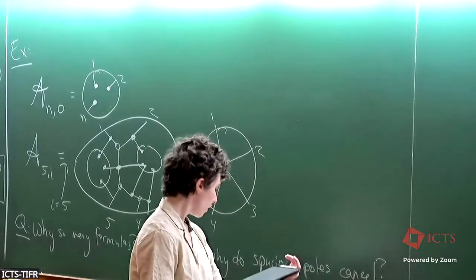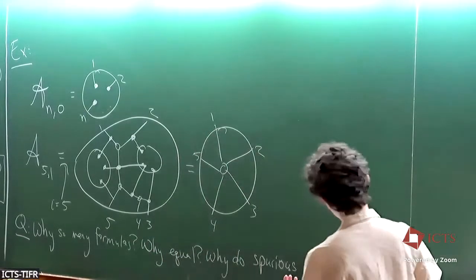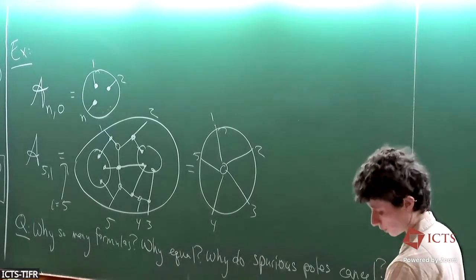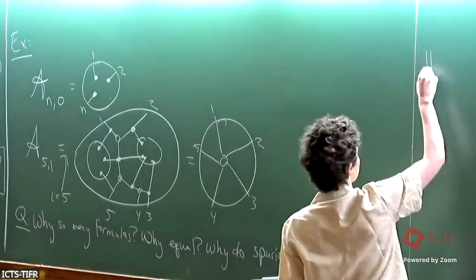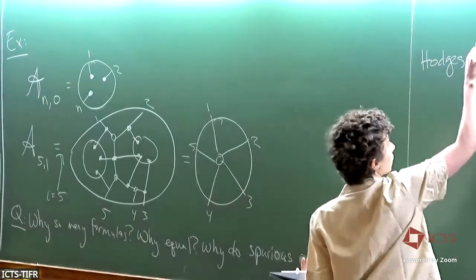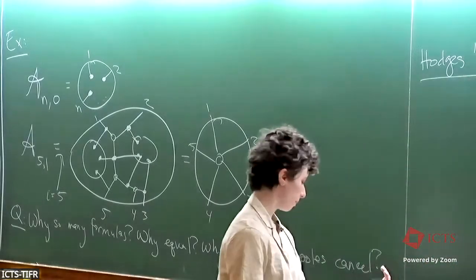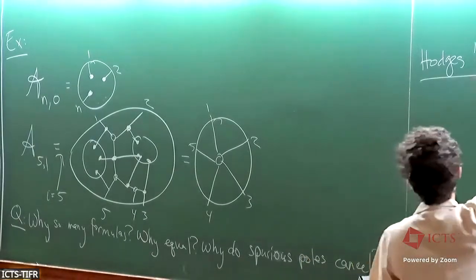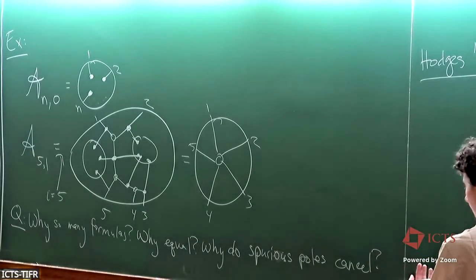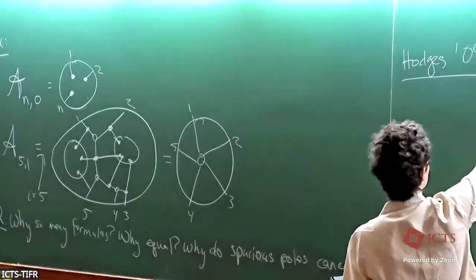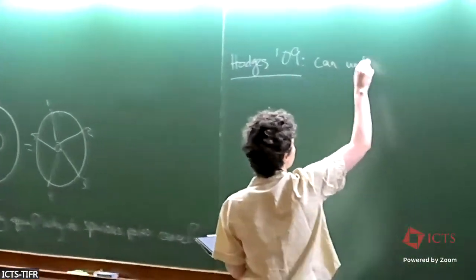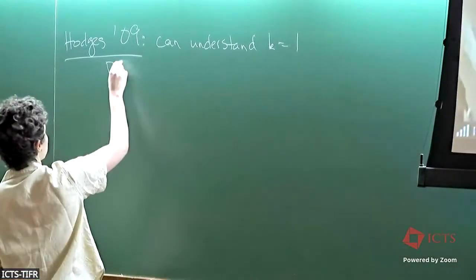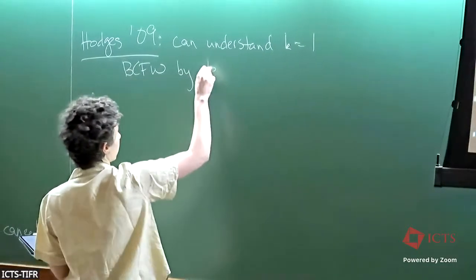Okay. All right, so the first step towards trying to answer this question is a paper of Hodges from 2009. And I think Johannes also mentioned this briefly in his lectures. I'm going to just summarize, from my perspective, what he said. So in this paper, Hodges says we can understand k equals 1 BCFW by looking at a polytope.